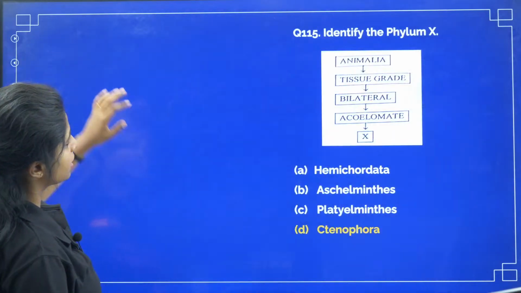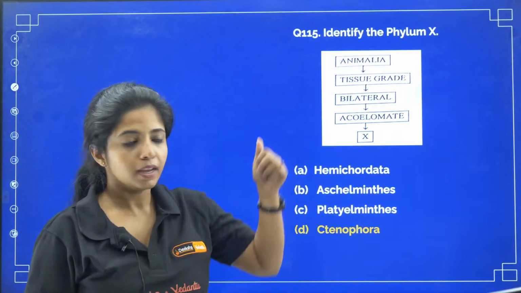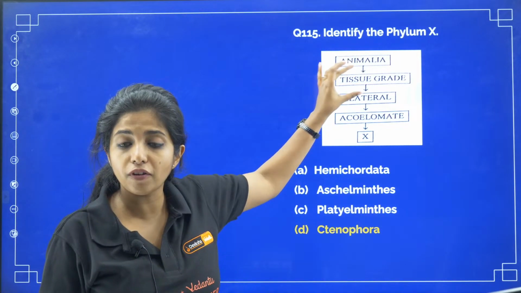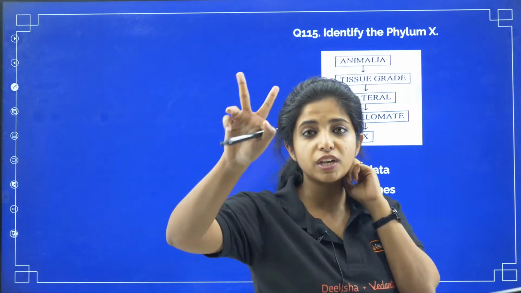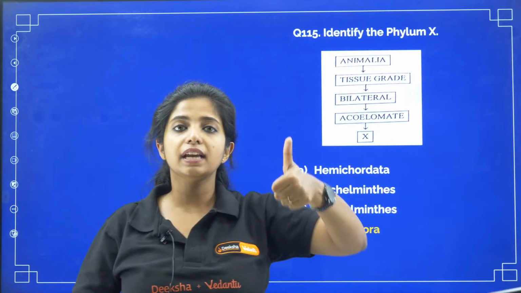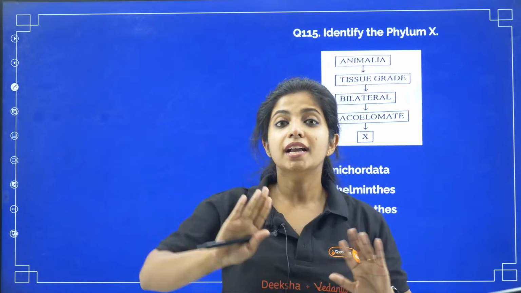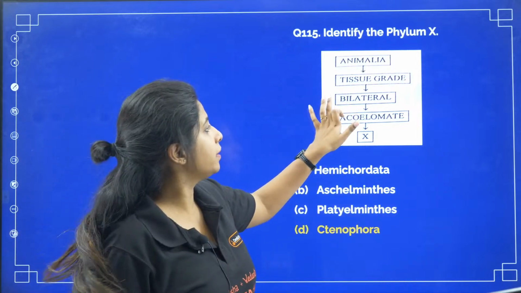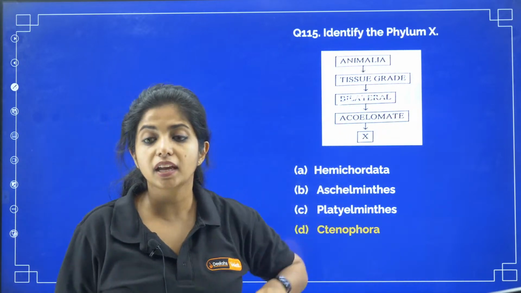Cool. Next, identify the phylum X. Okay, phylum X. You have Animalia. They have tissue grade of organization. My dear children, only two organisms have tissue grade organization. One is Cnidaria, another one is Ctenophora. None of the others. Now, bilateral, that is wrong. It should be radial. They are radially symmetrical.